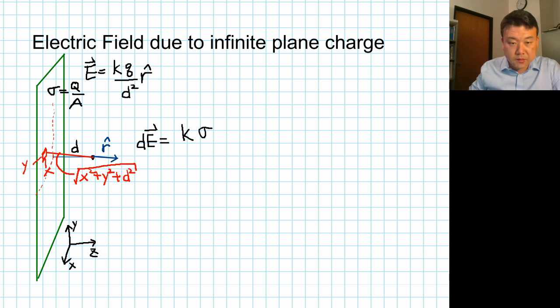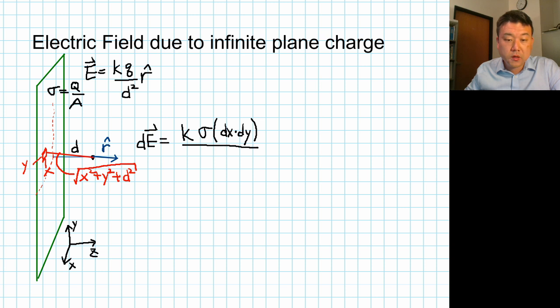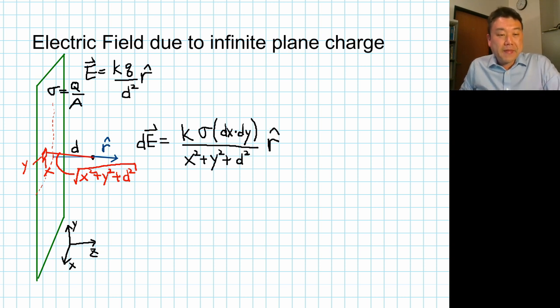Sigma times the area element will be the width, dx, times the height, dy. That'll give me the area of that little piece that you're seeing. So that's the numerator. The denominator is distance squared. We have distance worked out like last time. So when I square it, I get x squared plus y squared plus d squared. Oh, and because it's a vector, I have to have this r hat vector.